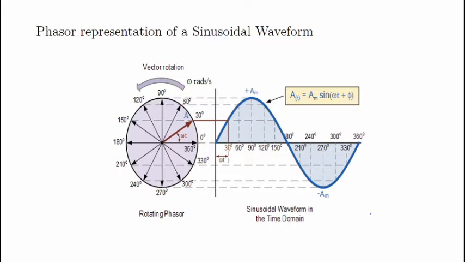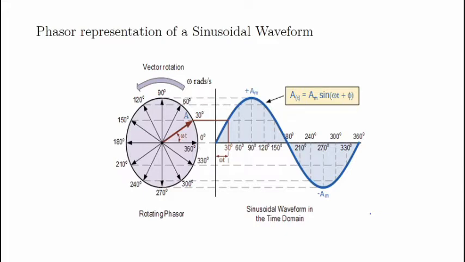We all know that the general equation for a sine wave is V equal to Vm sine omega t. Now, in this slide, we'll see how to represent a phasor representation of a sinusoidal waveform. Now we'll see any vector. Here we consider a vector A to be rotated from 0 degree throughout the circle to complete the 360 degrees.